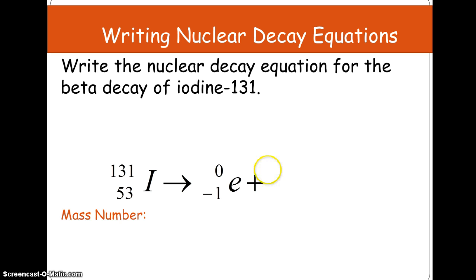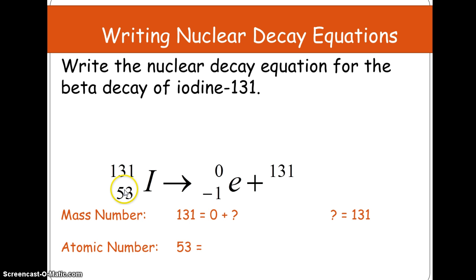Our next step is to figure out our missing element here. So the mass numbers are going to add up. 131 is equal to 0 plus this mass number. Subtract 0 from both sides, and our mass number is going to be 131. Same thing for the atomic number. We can write this as 53 is equal to -1 plus this atomic number. So, add 1 to each side, and we end up with our atomic number is 54.